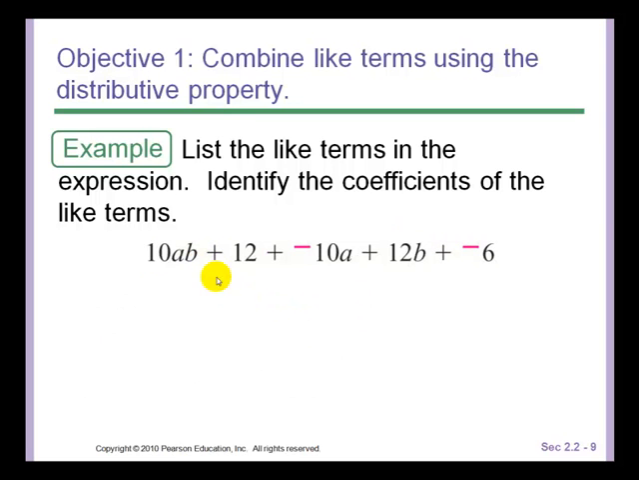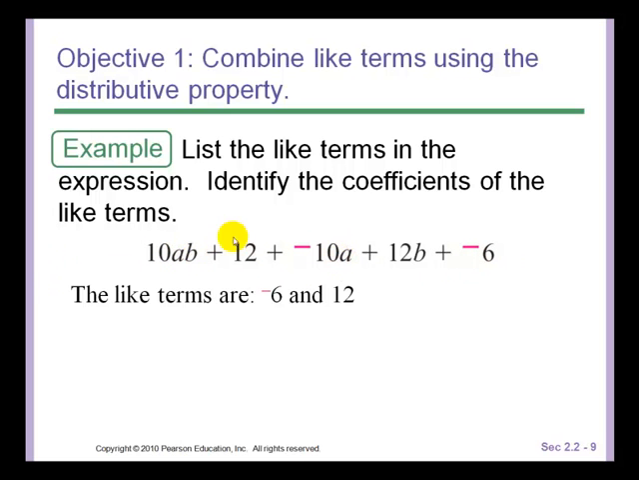Another example. Here we again have 1, 2, 3, 4, 5 terms. They are separated by additions. In this case, the like terms are the constants, the negative 6 and the 12. They have no variable term. This has two letters, A and B. Nothing else has two letters.